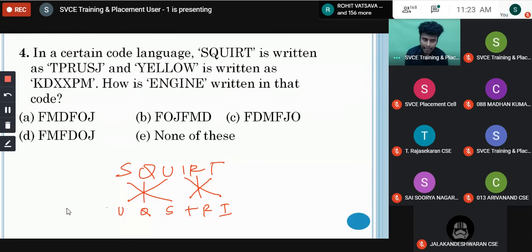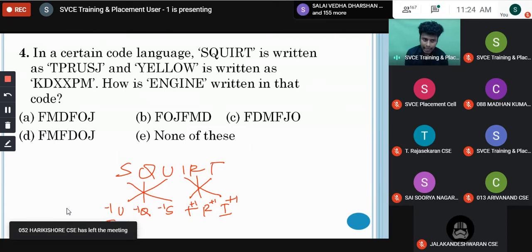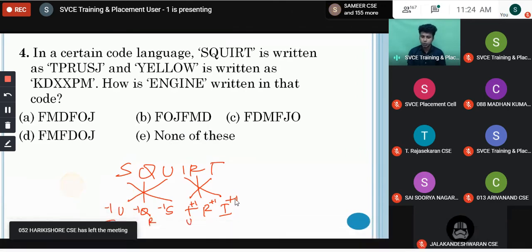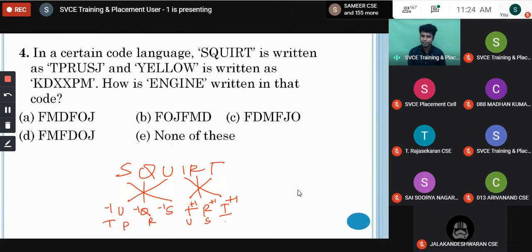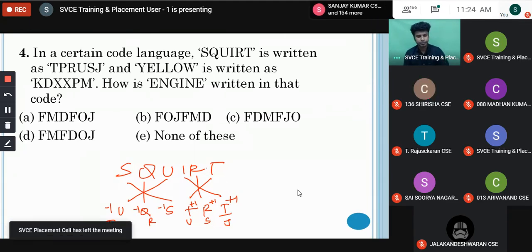Now you can put minus 1 here and minus 1 here and minus 1 here. Can you understand what I'm saying? And here plus 1 and plus 1. So U minus 1 will give you what? T. And Q minus 1 will give you what? P. S minus 1, R. And T plus 1 is U again, R plus 1 is S again, I plus 1 is J again. Now you all understood, my dear friends? Okay.